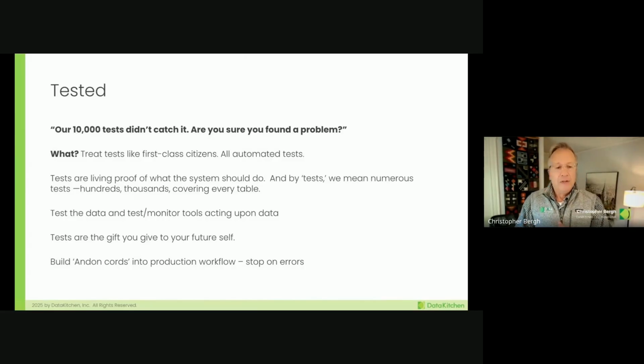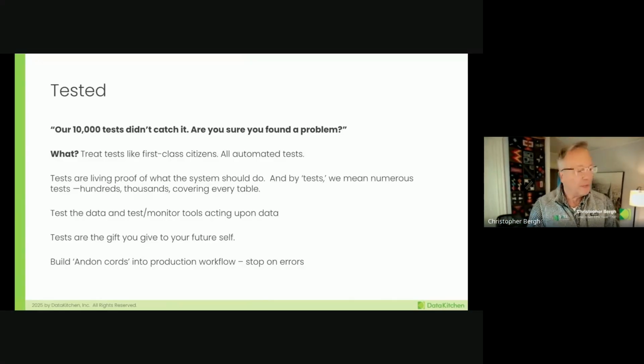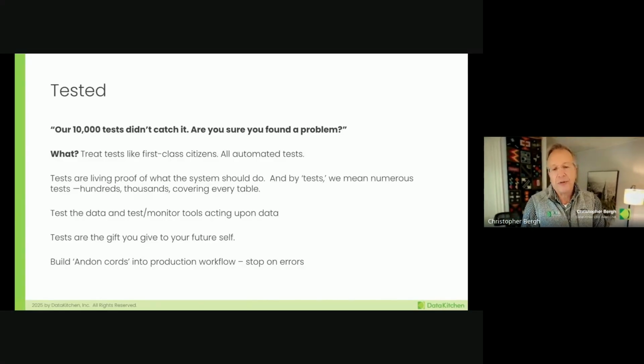And you are testing the data, and you're using tests to monitor the tools and the code that are acting upon data. And another one of my favorite phrases that came from Gil, my co-founder, is tests are the gift you give to your future self. If you write a bunch of tests, you don't have to own the stuff that you work on for the rest of your career. You can hand it off.